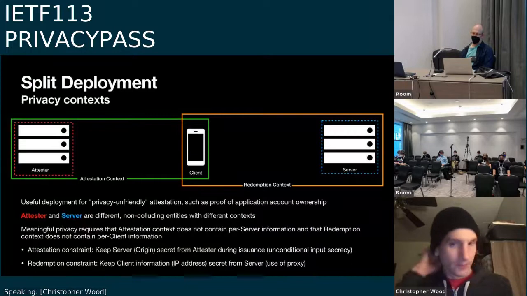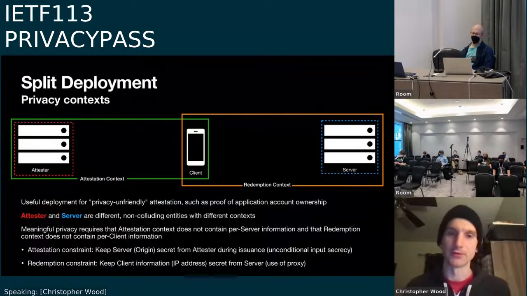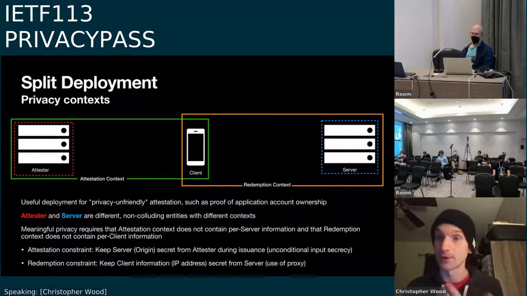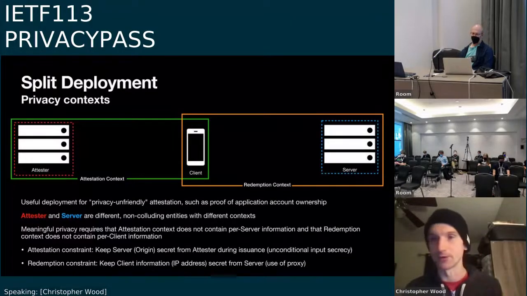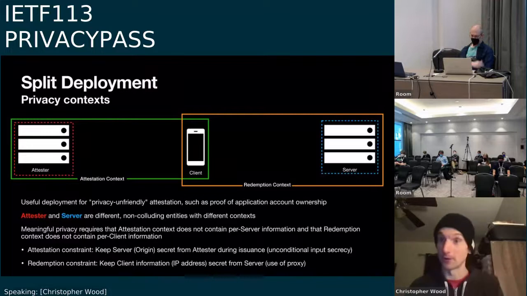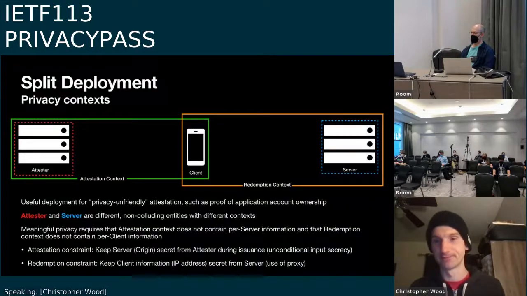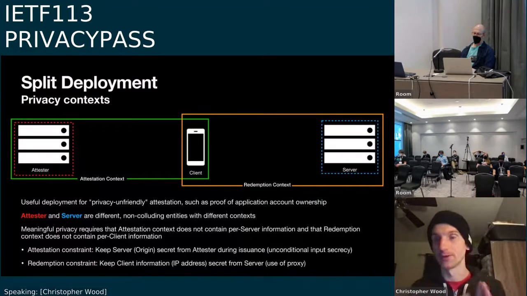Okay, moving on. There are other deployment models in the draft as well. Another one we talk about is the split deployment model, and this is useful for attestation mechanisms that are less privacy friendly. Say, for example, the client is demonstrating that it has ownership over some specific type of application account, and it's specifically logging in with that account. In this model, by split we mean that the attester and the server are run by two different non-colluding entities. As a result, they don't share the same context with respect to attestation and redemption.